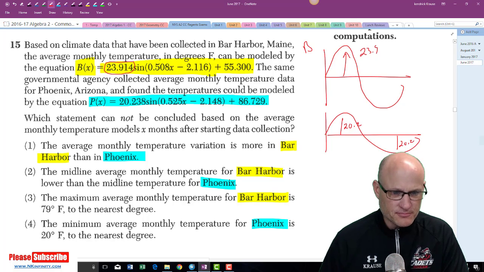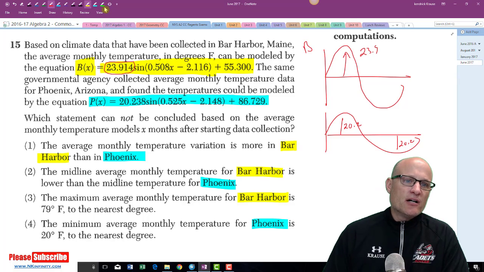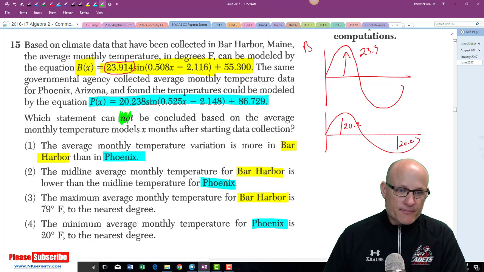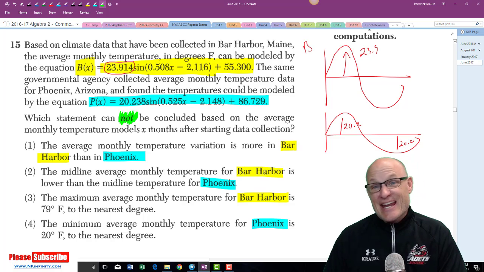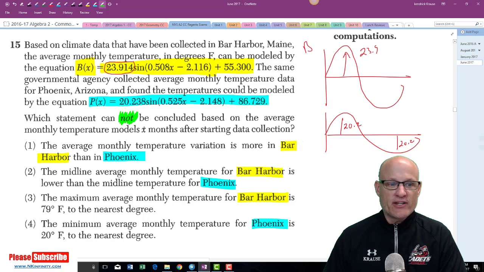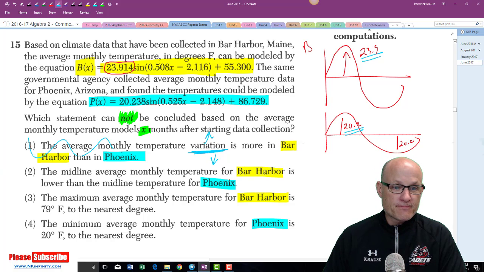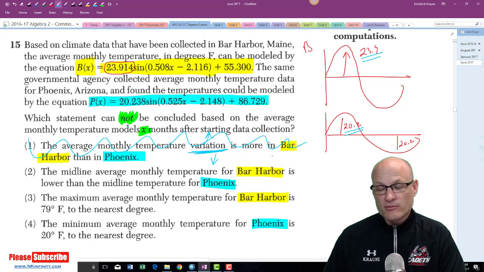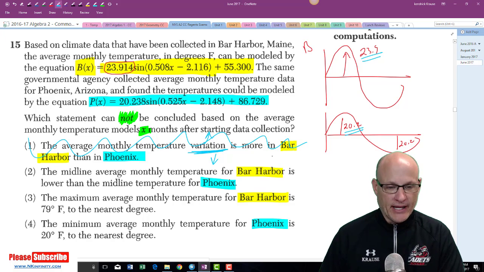All right, so let's do it. Now, again, thank you, New York State. Here's the word not. Which statement cannot be concluded based on the average monthly temperature in X months? So let's see which one cannot be. The average monthly temperature variation, how much it goes up and how much it goes down, is more for Bar Harbor. Well, the variation here is 23 up and 23 down. The variation here is 20 up and 20 down. So that's not it. That's true, so that's not it.